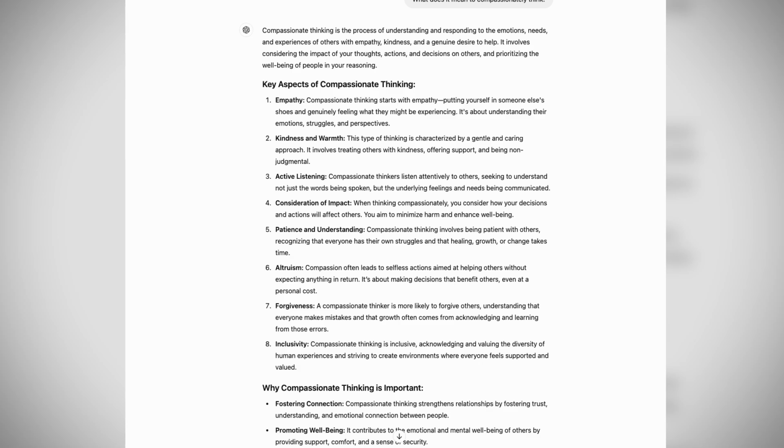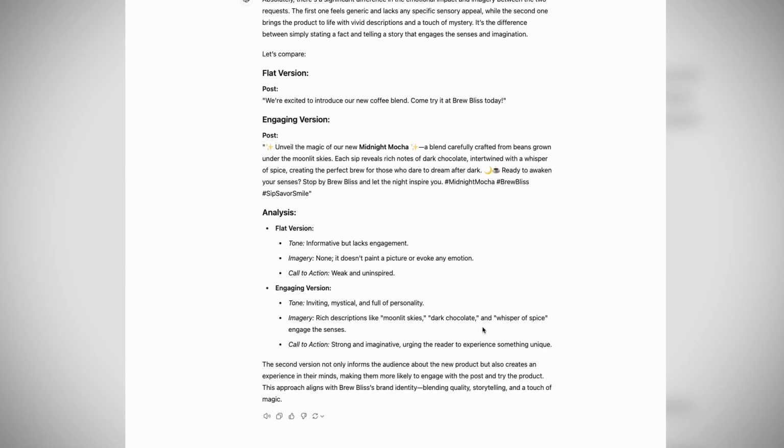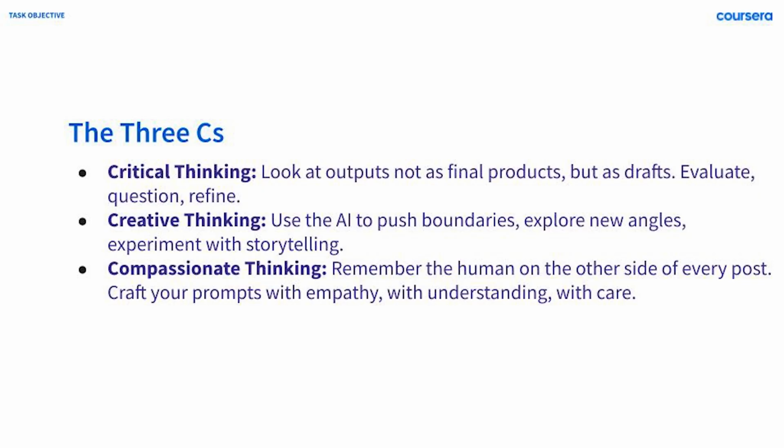Let's now revisit our previous conversation. Compare a basic prompt, like write a post about our new coffee blend, with the more detailed one we just created. You'll see how much more dynamic and engaging the output becomes when you add depth, organization, and intent to your prompts. As we explore these concepts, remember that the 3 C's, critical, creative, and compassionate thinking, are what humans uniquely bring to the table. They help us evaluate, imagine, and connect with others in ways that AI alone cannot.